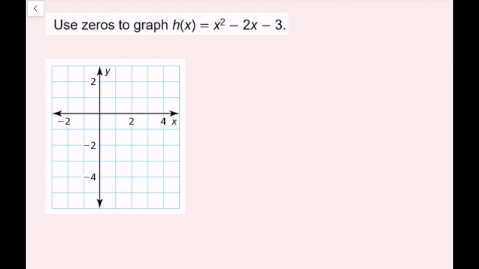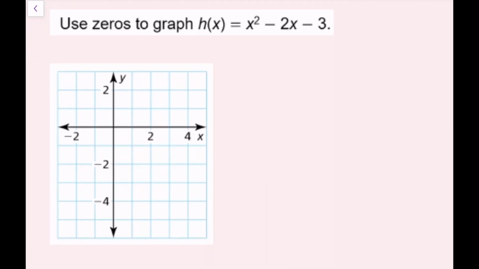So the next example says, use zeros to graph h of x equals x squared minus 2x minus 3. So what that basically means is it wants us to factor this out and then graph using the zeros that we factor out, using the methods that we just went over in previous examples. So the first thing I want to do is factor this.